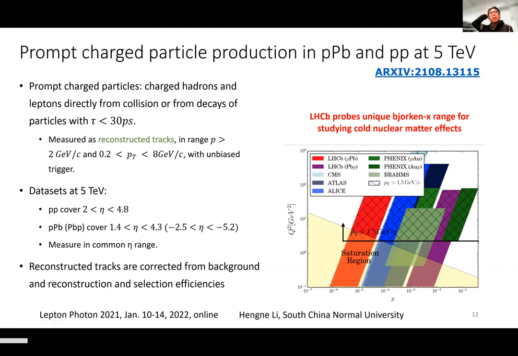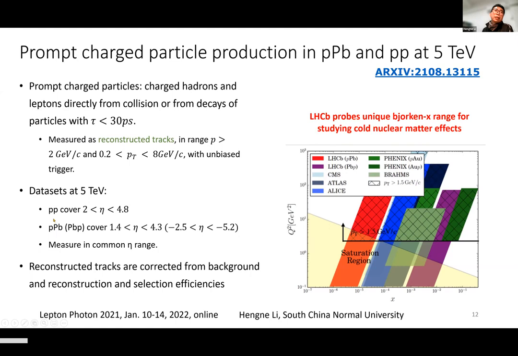So this is the prompt charged particle production in p-Pb collisions, and it also gives the nuclear modifications, which is defined as the ratio between the p-Pb and the pp cross sections. By the so-called prompt charged particles, we basically measure the reconstructed tracks, right? We define the reconstructed tracks following some definitions. For example, the particles directly produced or from the decay of particles with lifetime smaller than 30 picoseconds, and pT within such a range.